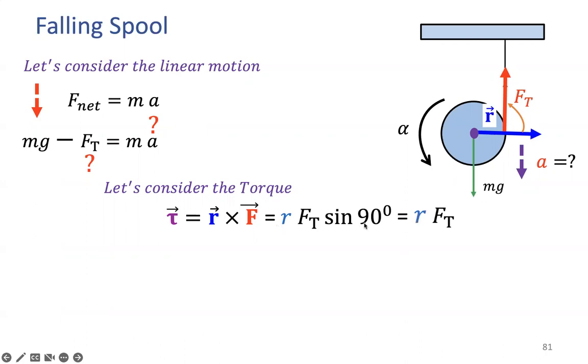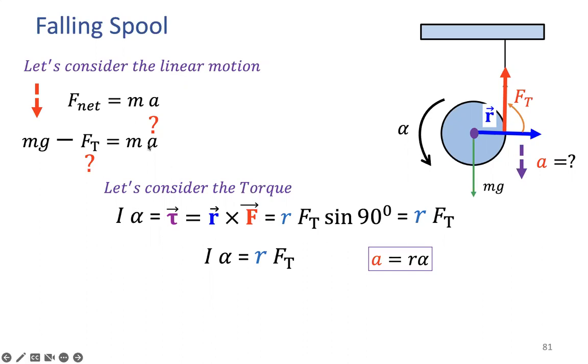Now, sine 90 equals 1, R times the force of tension. This is one way to get there, R cross F. And we had torque equals I times alpha, rotational Newton's second law. We can bring them together. There we go, I times alpha equals R times F, which we found from this cross product. Here we have more and more things coming in.